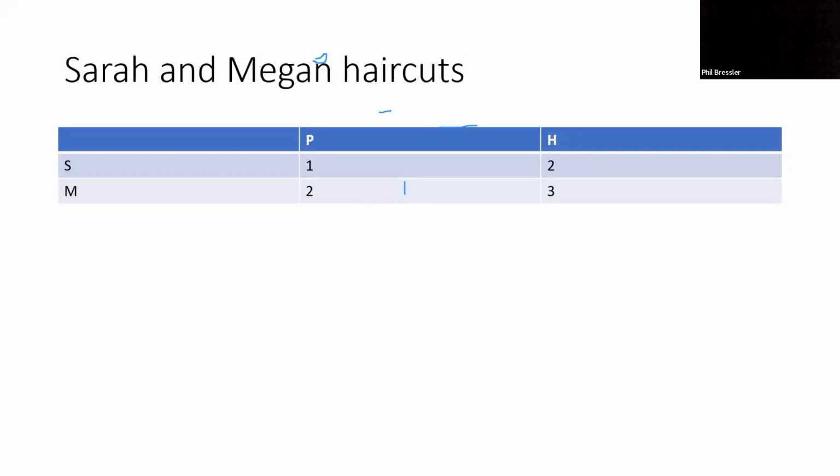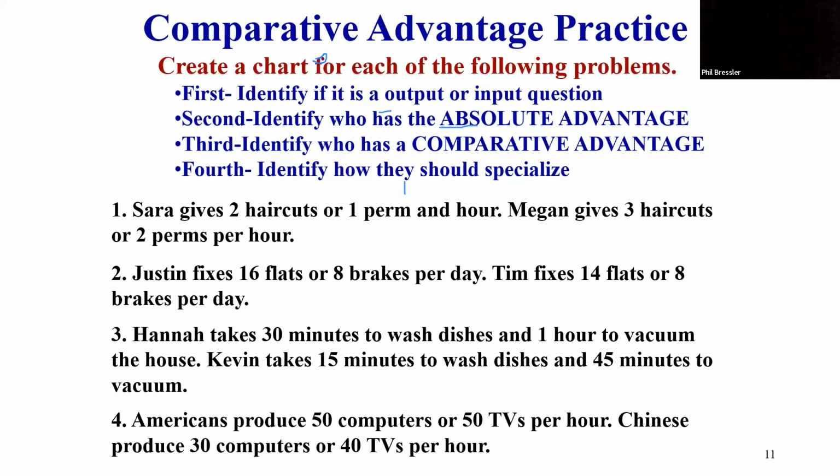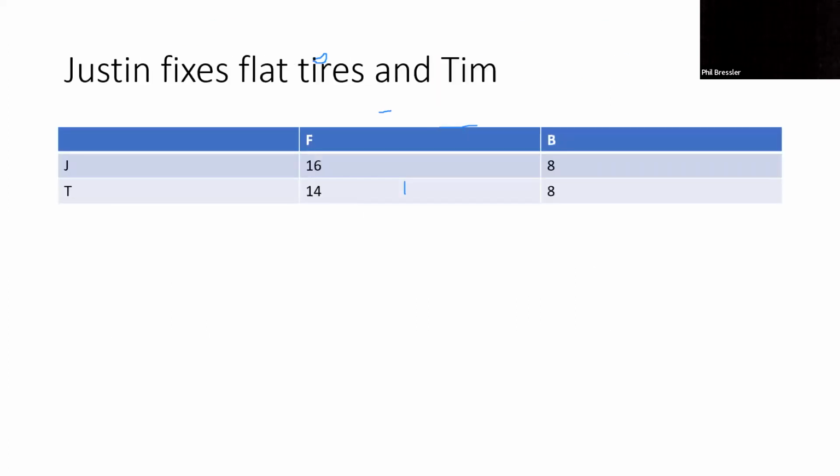All right, I want to go back first. Justin picks 16 flats or 8 breaks. Tim, 14 flats or 8 breaks. Output or input question? What do we got? Okay, I've got output. Seems like everyone agrees. And again, it's the number of flats or breaks. Now let's go to their chart.